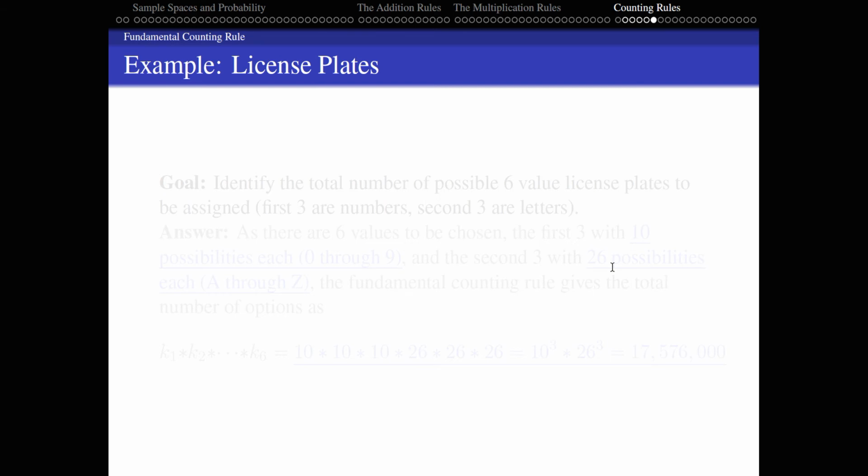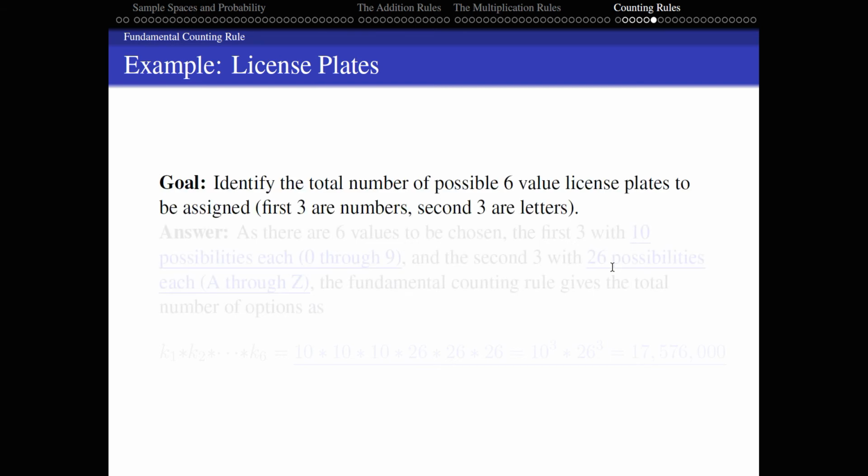Now for our last example, try finding the total number of license plates you can have, where the first 3 spaces are numbers and the second 3 spaces are letters. Pause the video and give this one a shot.